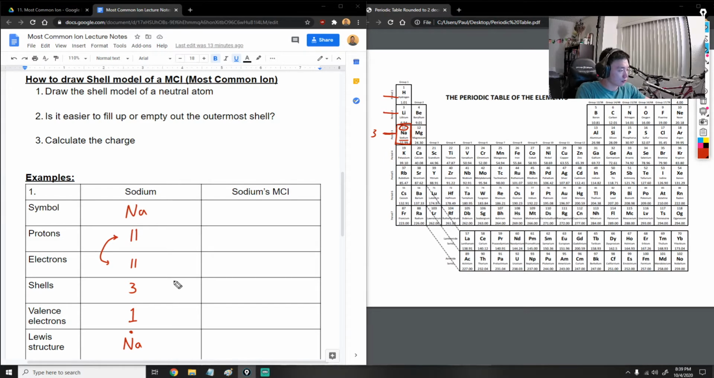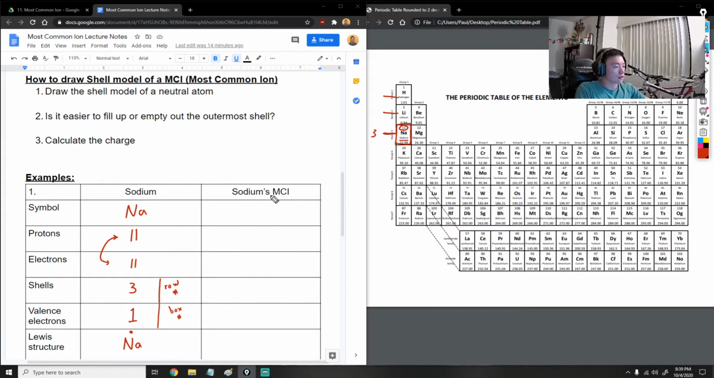So if you guys need a little reminder, the shells, we figure that out by the row number. The valence electrons, we figure that out by the box number in that row. So if you look at sodium, it's the first box in the third row. So it's going to be 1 valence electron because it's the first box in the third row.